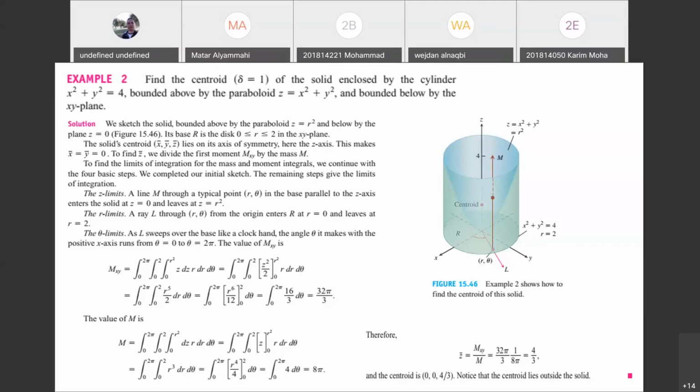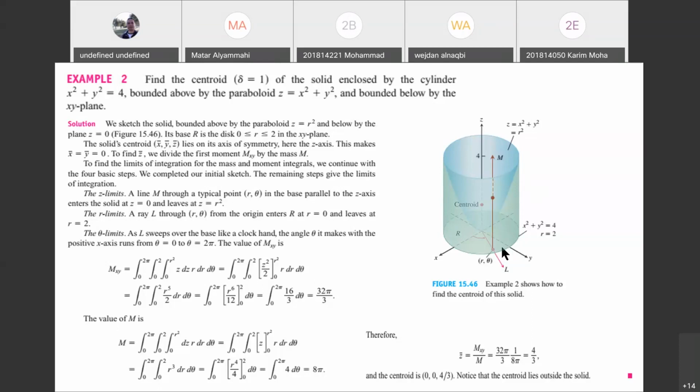Yes, I will give you an example. This is the moment in the xy plane, right? So the moment in the xy plane is expressed by a triple integral. Because I have a cylindrical shape, it is better to use cylindrical coordinates. So the moment in the xy plane is the integral of z dz r dr d theta. I know r is the radius of the base, so I go from 0 to the radius of the base, which is 2. And theta, because the base is a closed circle, the whole circle, goes from 0 to 2 pi.